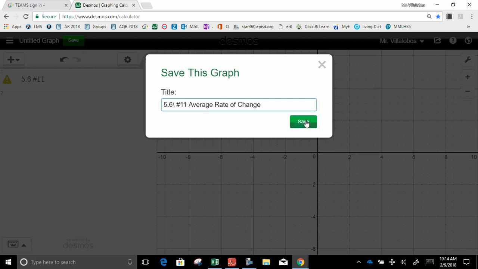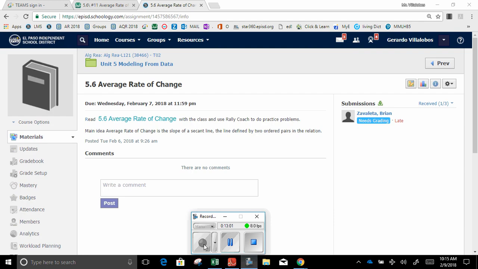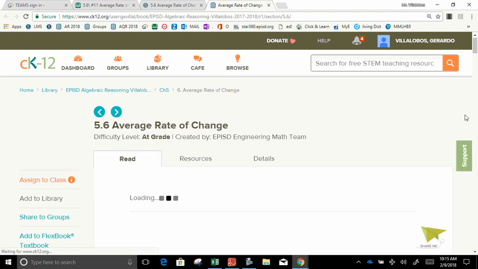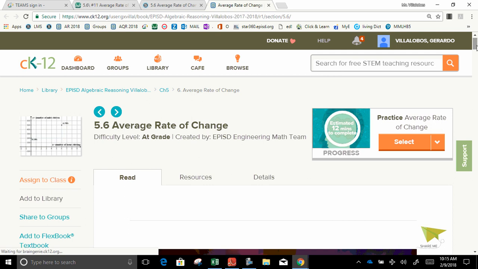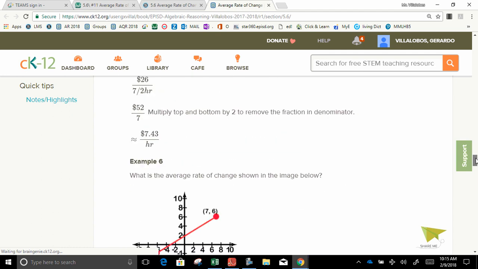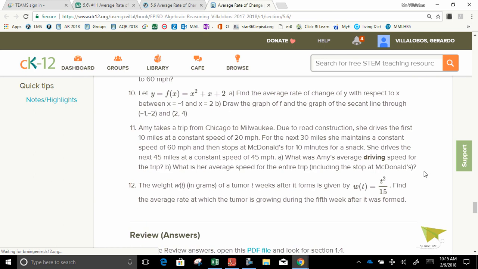Average rate of change. Okay. So adding a note. Okay. Amy takes a trip. Where is this trip? Pausing it. Okay. So average rate of change. There's that practice quiz afterwards, right there. But let's finish picking up the information that we need for number here. So I'm just going to copy and paste this.